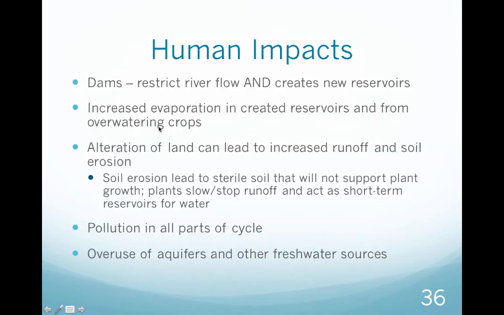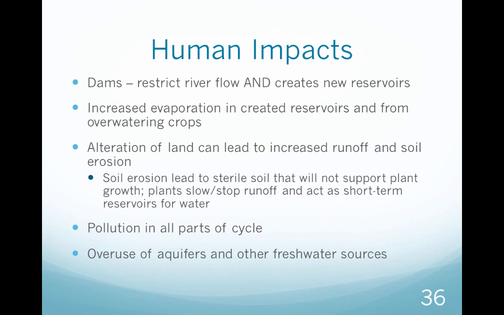All right, human impacts. Dams. That restricts river flow, and it creates a reservoir of water, a lake behind the dam. So you've really changed where the water is. Increased evaporation can occur in created reservoirs, and then also when you overwater crops. Alteration of the land, like for construction, can lead to increased runoff and soil erosion. Soil erosion leads to sterile soil that will not support plant growth. Then, because remember, plants slow or stop runoff and act as short-term reservoirs for water. So that would be an amplification cycle, a feedback loop, which is a positive feedback loop.